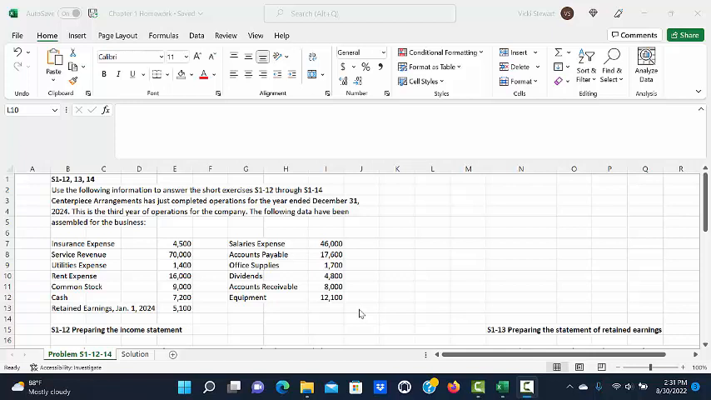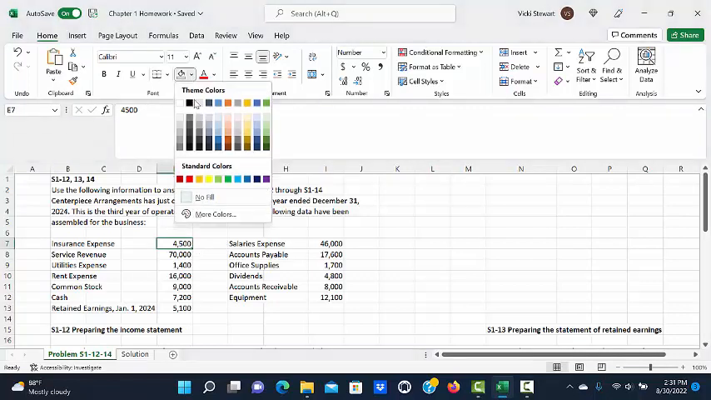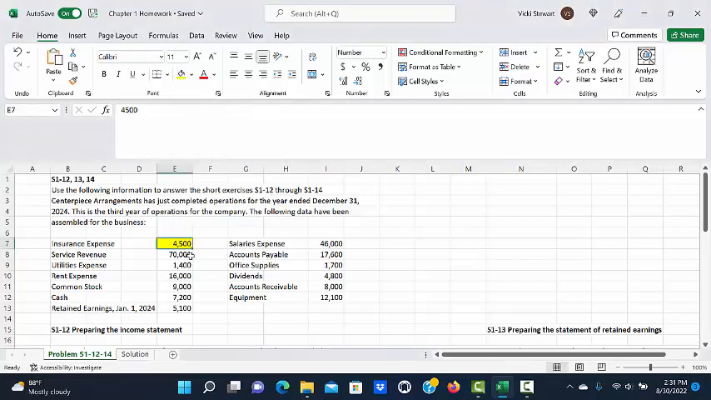So the first thing we need to do is look through the list of the accounts and determine which of these accounts would be shown on the income statement. And as we do that, I'm going to highlight these in yellow. So we see in the first column that we have insurance expense. That would be on the income statement. Next, we have service revenue. That would also be on the income statement. Then we have utilities expense. It would be included on there. And so would rent expense.